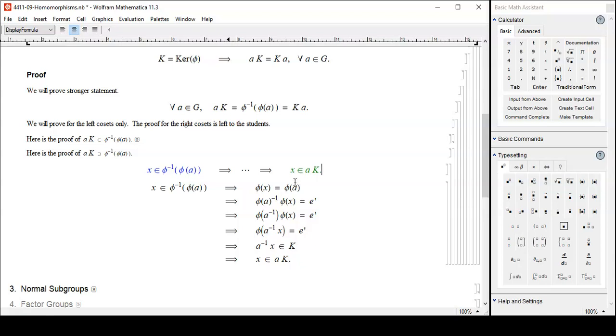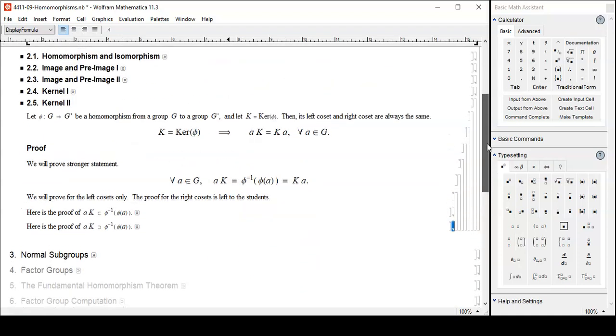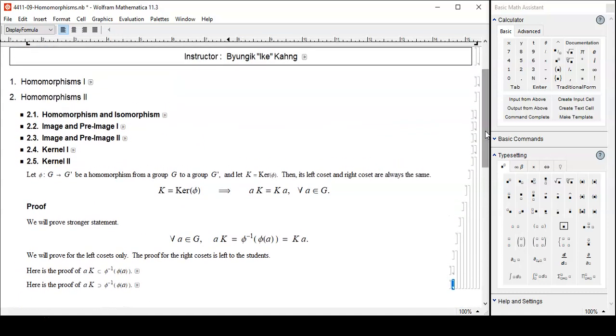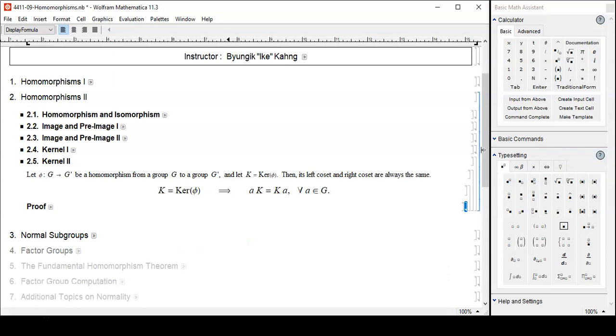So multiplying this inverse to the left versus to the right will give you either left coset or the right coset. So either way, we're going to get the same result. So left coset and right coset are the same. And that's true for all kernels.